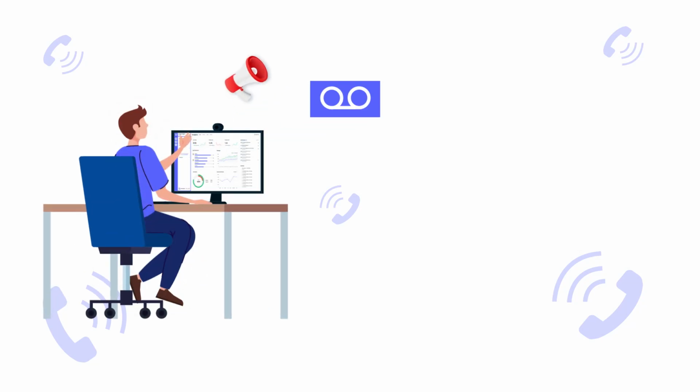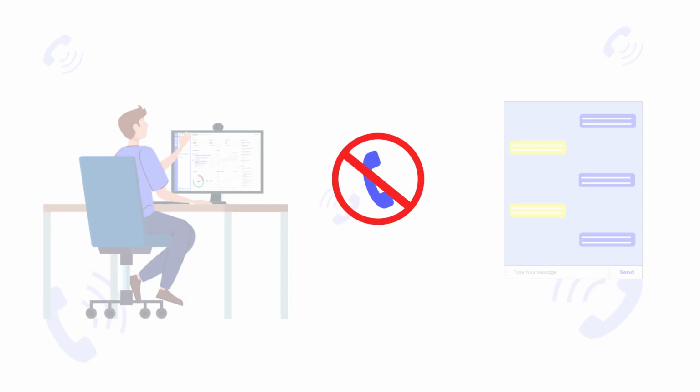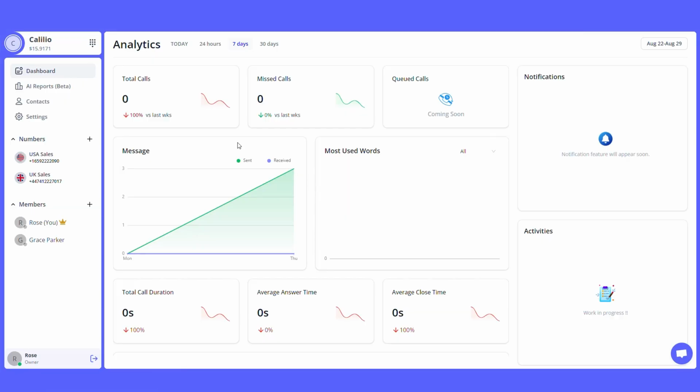If you're using Calilio for your business phone needs, one of the must-have features is voicemail. It ensures you never miss important messages when you can't answer the phone. Let's quickly walk through how to set it up in just a few steps.